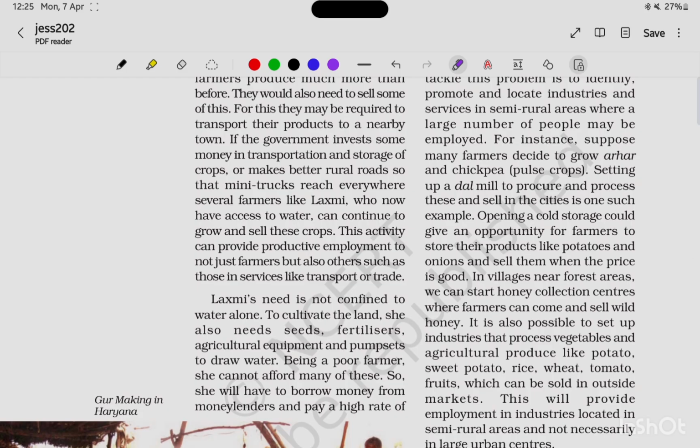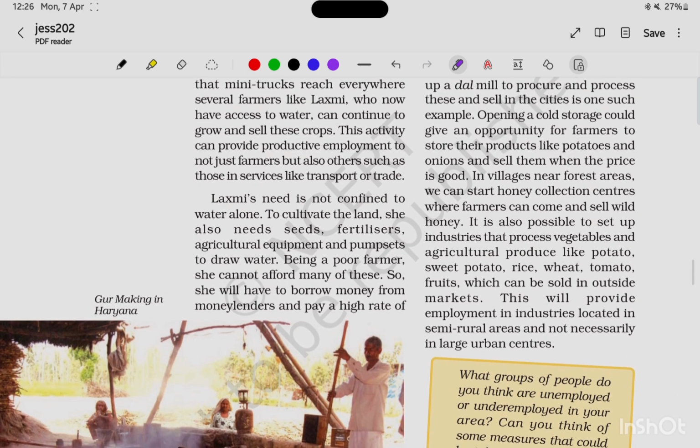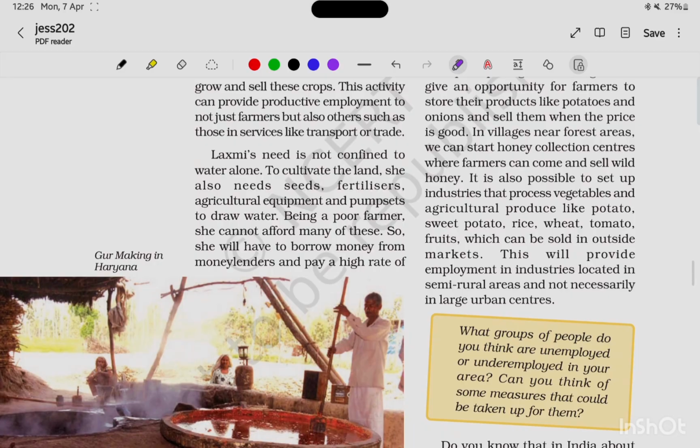If the government invests some money in transportation and storage of crops or makes better rural roads so that mini trucks reach everywhere, several farmers like Lakshmi, who now has access to water, can continue to grow and sell these crops. More GDP. Now, this activity can provide productive employment to not just farmers but also others in services like transport or trade.